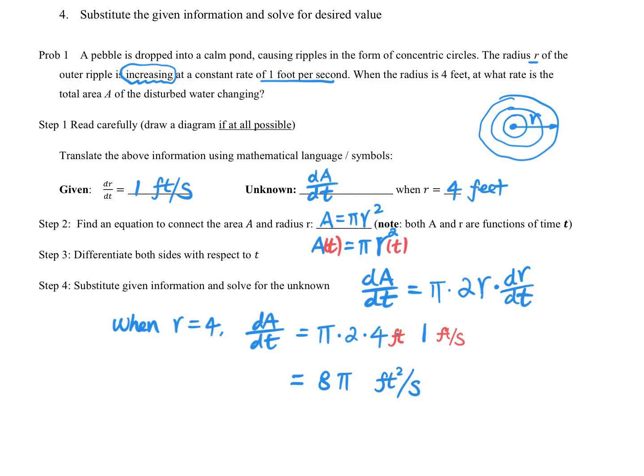All right, so therefore we can answer the question: when the radius is 4 feet, the area is increasing at 8 pi square feet per second.